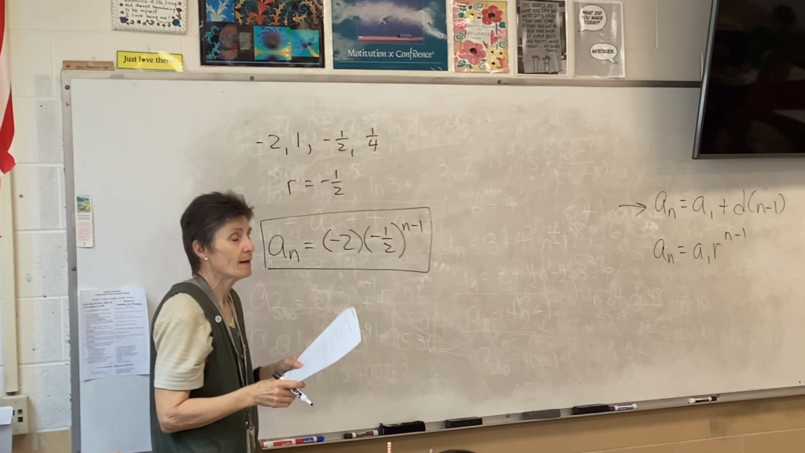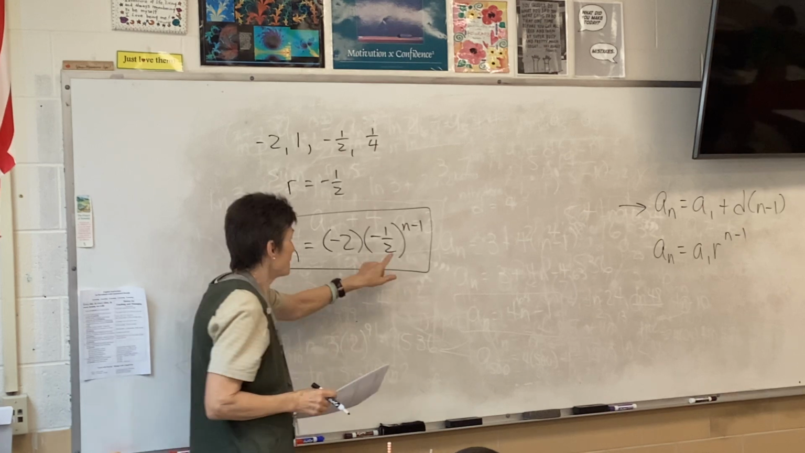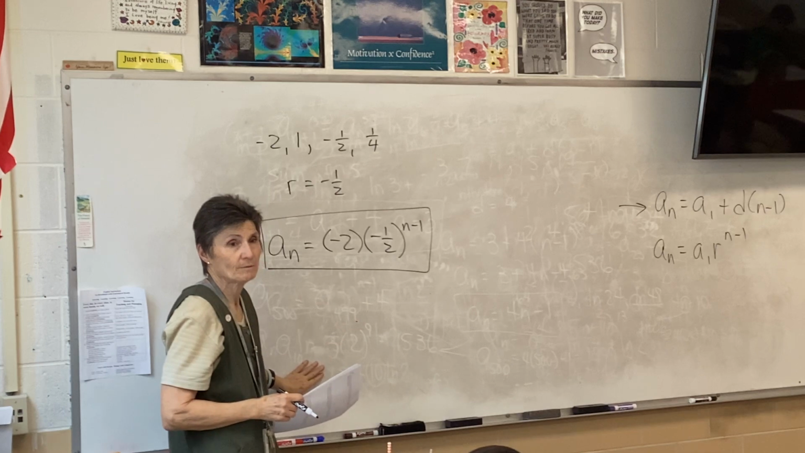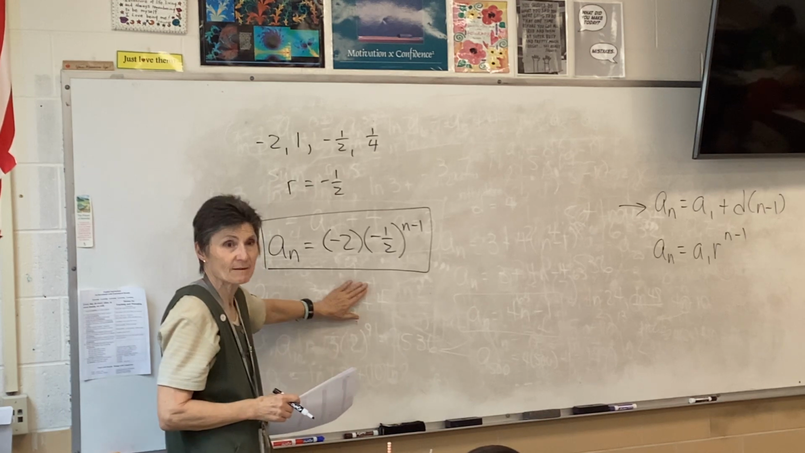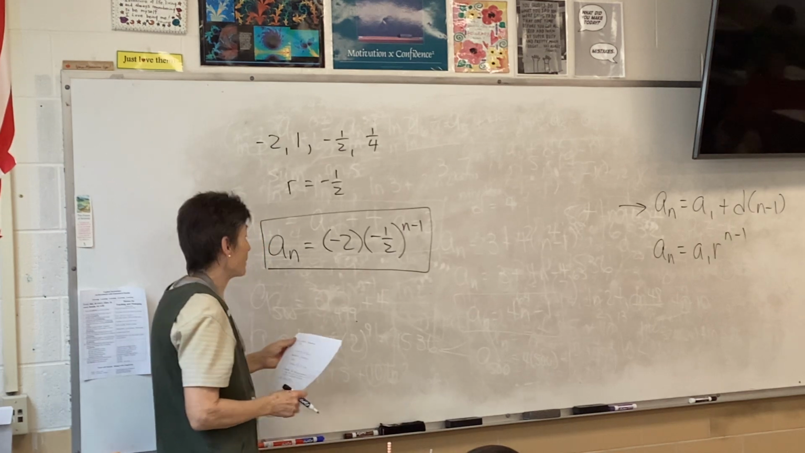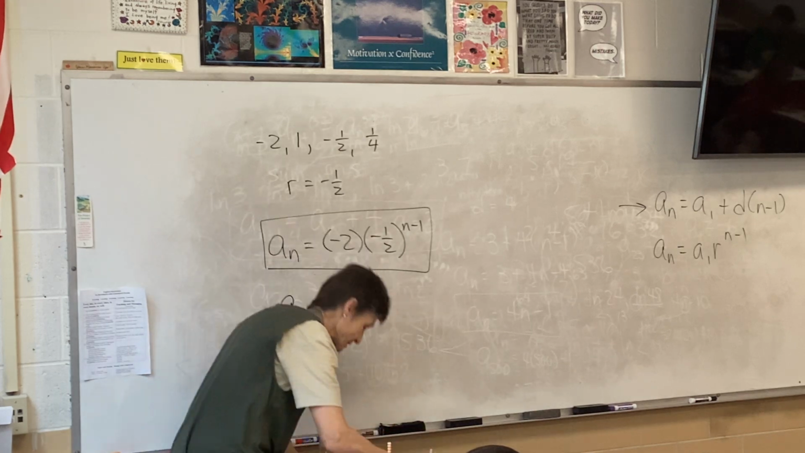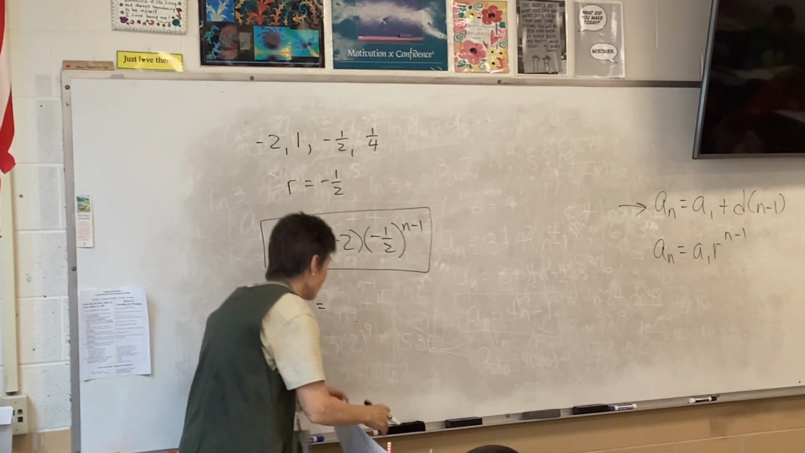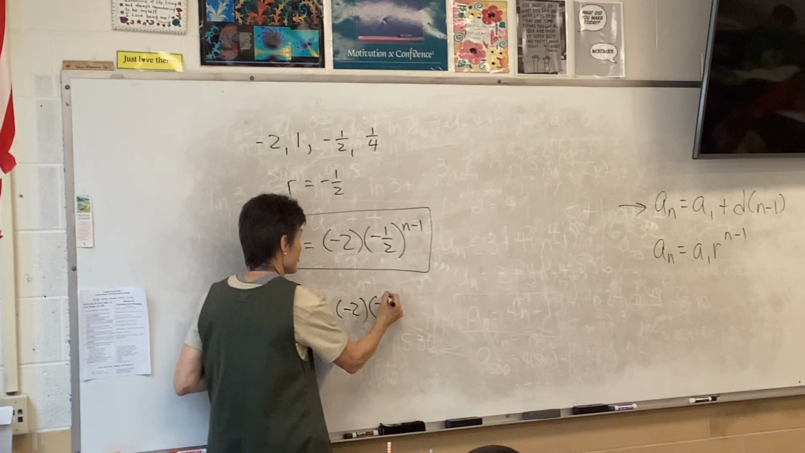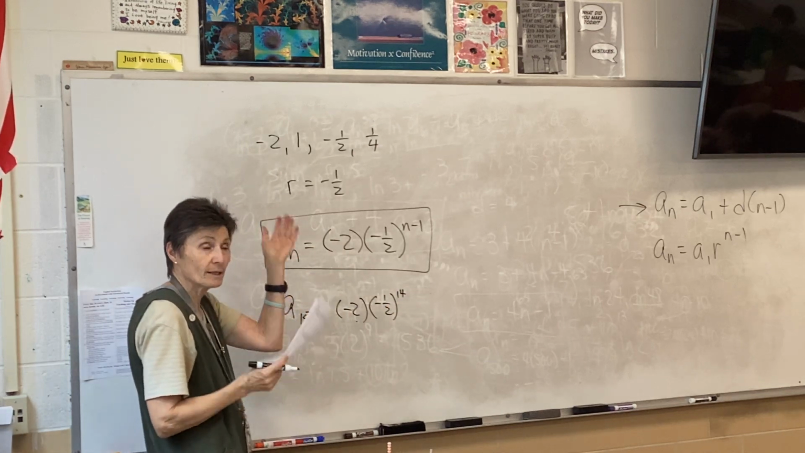Please do not ever combine these two. See how that one has an exponent and this one doesn't? Please don't put them together. Just leave it just like that. That's your explicit formula. So if you wanted the 15th term, I'm just randomly saying that, could we find it? Yeah, it's negative 2 times negative 1/2 to the 14th. And I would just type that in my calculator and I would have it.